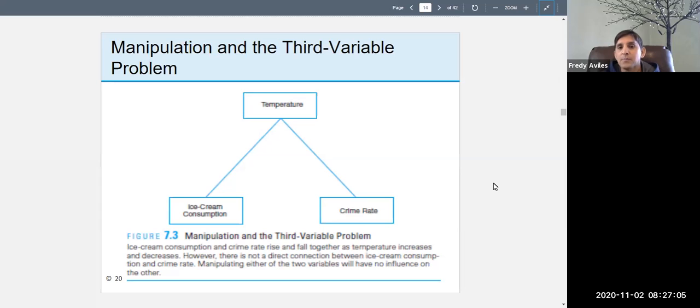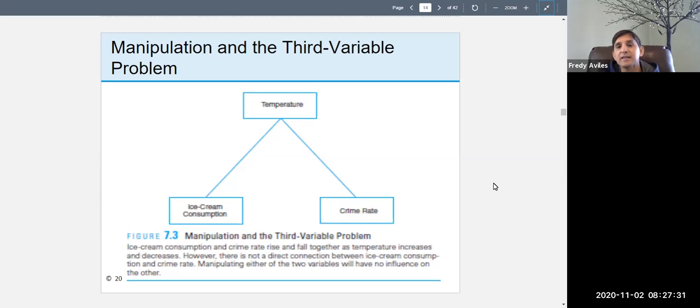When temperature goes up, ice cream consumption goes up because it's hot and people want to cool down. And when temperature goes up, the crime rate also goes up because there's more people outside. And when there's people outside, they tend to piss each other off. They tend to cause problems for each other, especially when it's crowded. Okay, so that's what explains the relationship between ice cream consumption and crime rate.